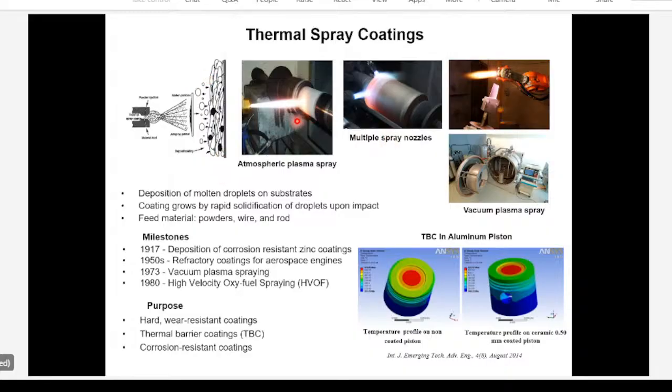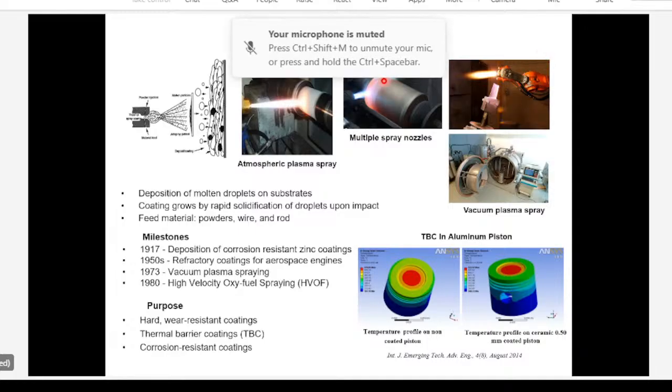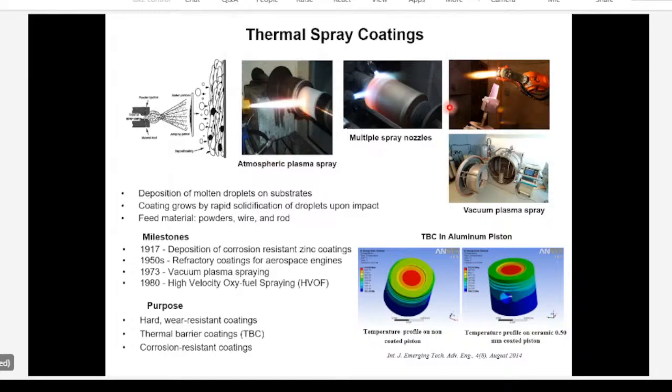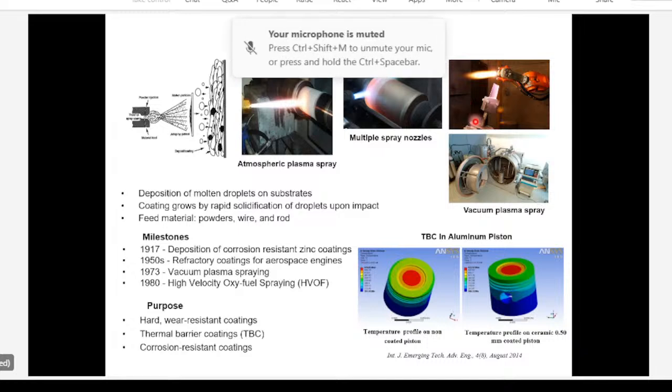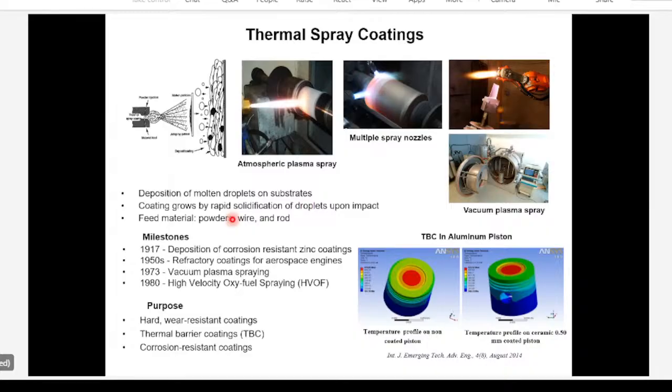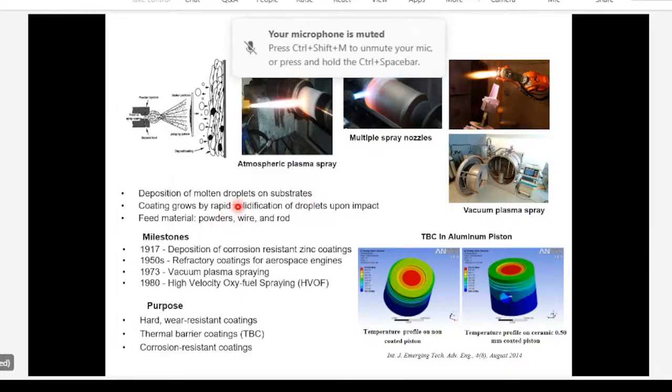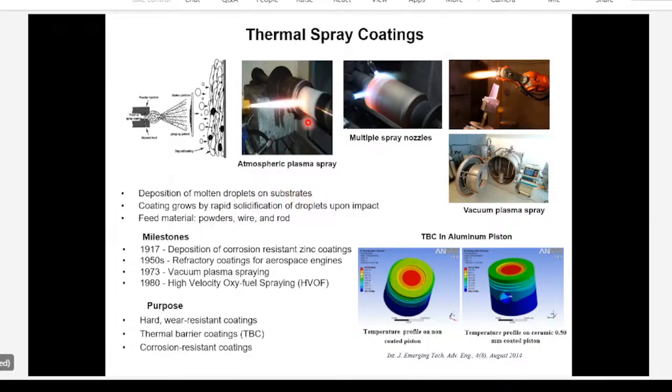It could be a fully automated system. A robotic system can be used, like in this case here. You can have multiple nozzles simultaneously coating the surface here. And this whole thing can be done under either atmosphere or under high vacuum to reduce contamination. So deposition of molten droplets on a surface, that is what thermal spray is.